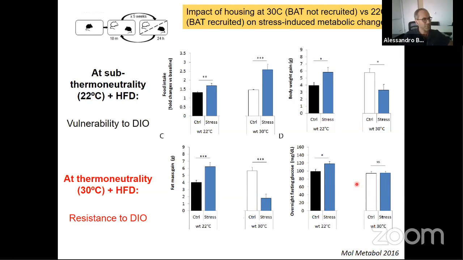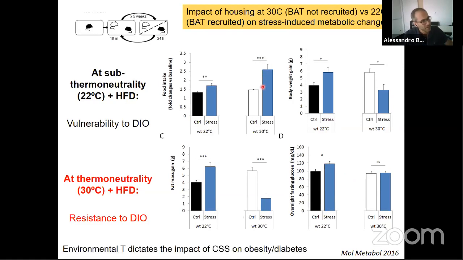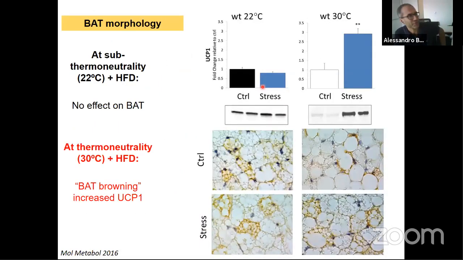How is that possible? Remember that these animals are becoming hyperphagic. So again, that points to that difference. The major surprise came when we were looking at the brown adipose tissue of these animals. Consistent with this pro-obesogenic effect at room temperature, we don't really see much in terms of morphology, UCP1. If anything, we see a whitening of the brown adipose tissue.